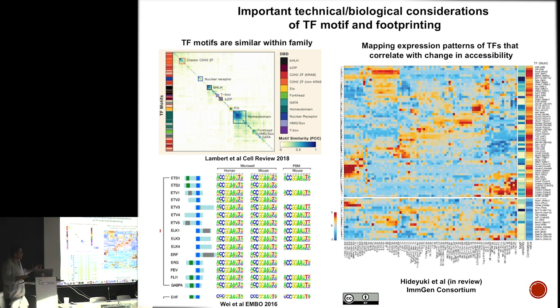So from our study, we actually took into account these kinds of difficulties or technical considerations. And so instead of just looking at the motifs, what we did was we mapped the expression patterns of the transcription factors, and then we correlated them with the change in the accessibility across all the different 86 immune populations. So now we're taking into account the active or repressive nature of these transcription factors based on how the accessibility tracks for all lineages.